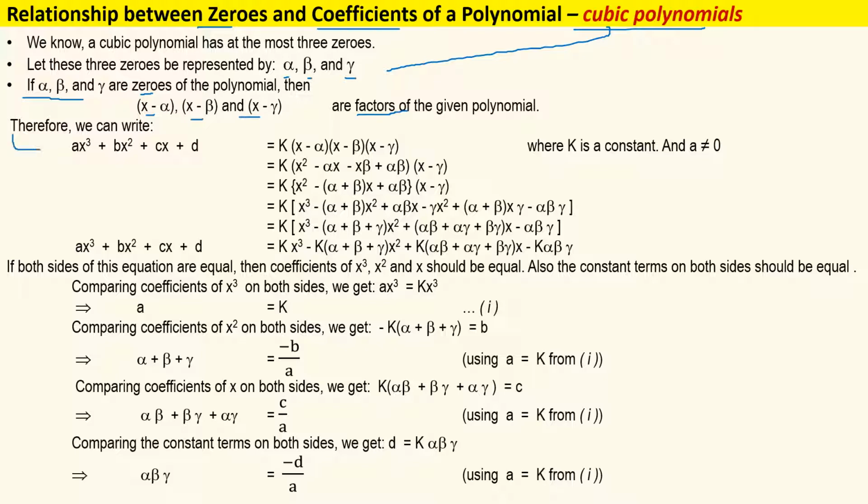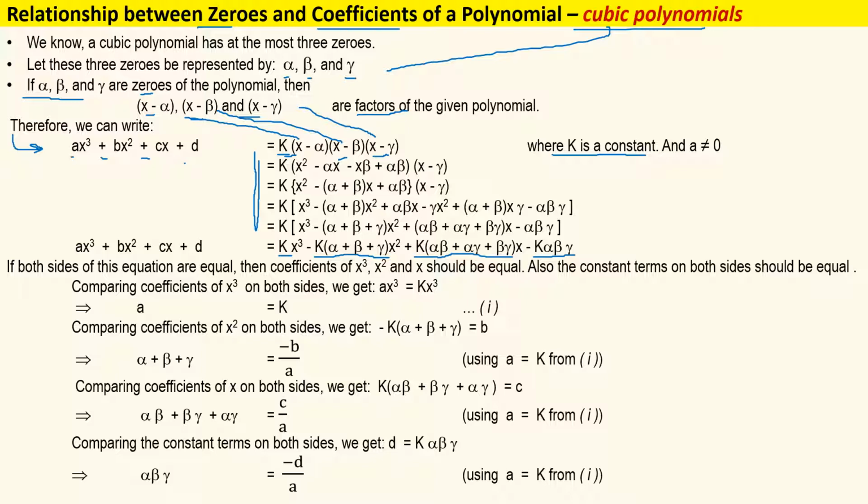Therefore, we shall be able to write the given polynomial ax cubed plus bx squared plus cx plus d as equal to k times x minus alpha, x minus beta, x minus gamma, where you can notice that x minus gamma is a factor, x minus beta is a factor, x minus alpha is a factor, and k is a constant term. So we will simplify the right hand side, and we get to write this right hand side as kx cube minus k times alpha plus beta plus gamma x square plus k times alpha beta plus alpha gamma plus beta gamma times x minus k alpha beta gamma.